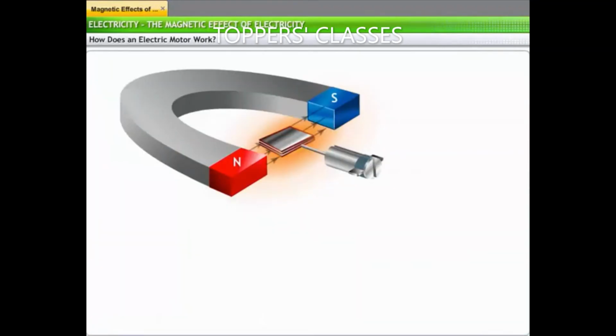Let's examine how an electric motor works. Consider a rectangular coil PQRS placed horizontally between the north and south poles of a magnet and connected to a battery. The end of PQ part of the coil is connected to the battery through the split ring S1 and the brush B1. The end of RS part of the coil is connected to the battery through the split ring S2 and the brush B2.